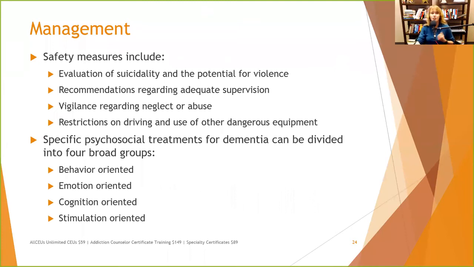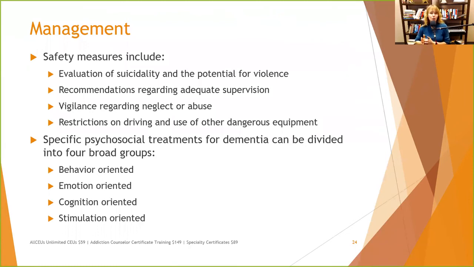Safety measures include evaluation of suicidality and the potential for violence, recommendations regarding adequate supervision, vigilance regarding neglect or abuse. And abuse is usually more obvious than neglect, but you can have financial abuse and emotional abuse that obviously don't leave any external marks. And restrictions on driving and use of other dangerous equipment need to be considered for patients who are starting to experience cognitive decline, whether or not they're on medications.